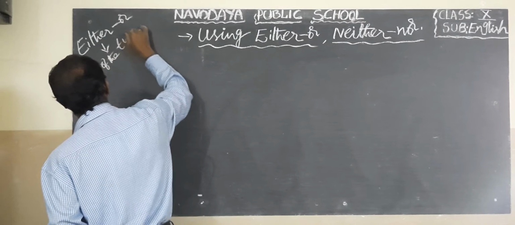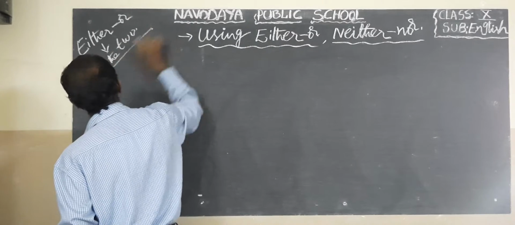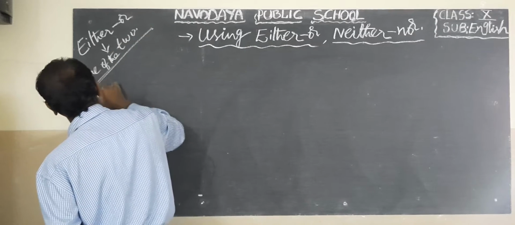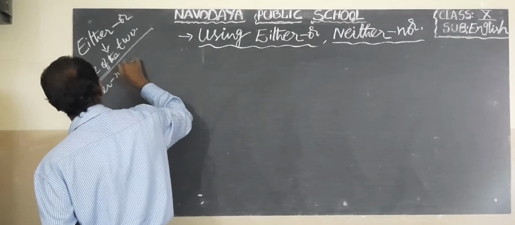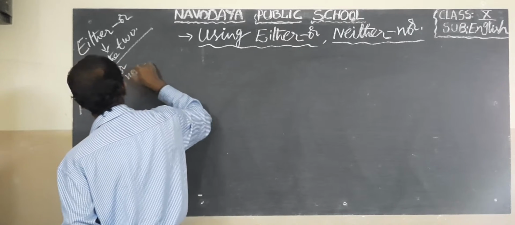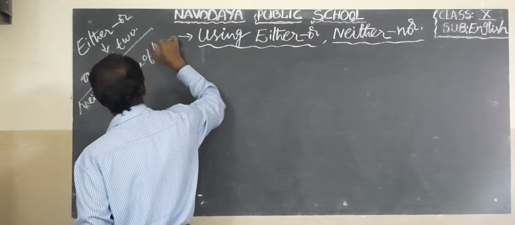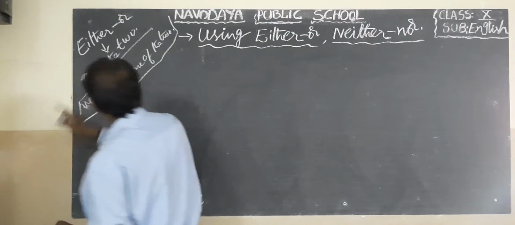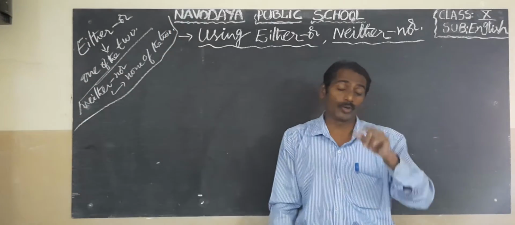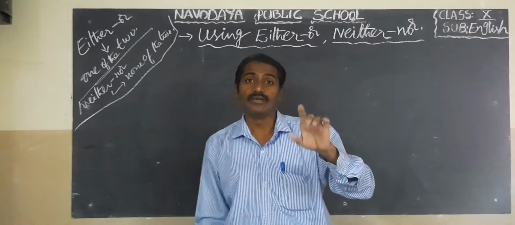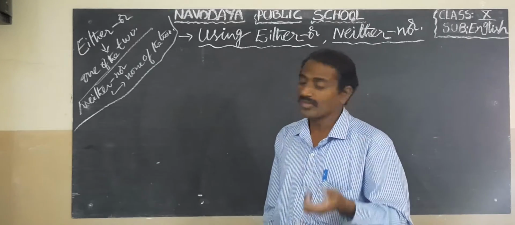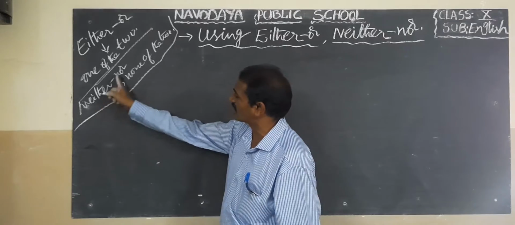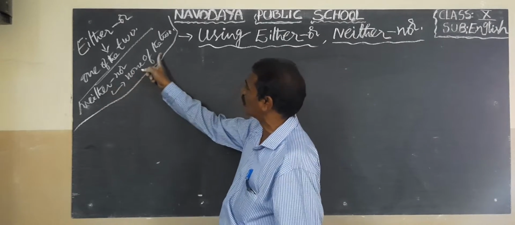Neither nor means none of the two. Either or means one of the two, and it should be used in a positive way. Neither nor means none of the two.